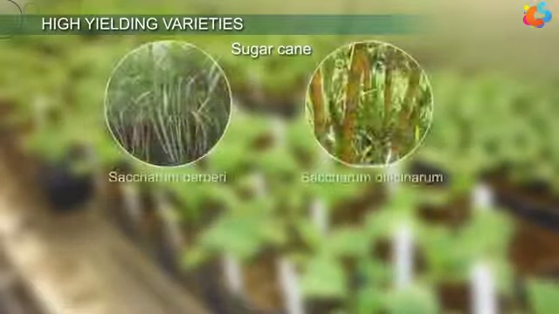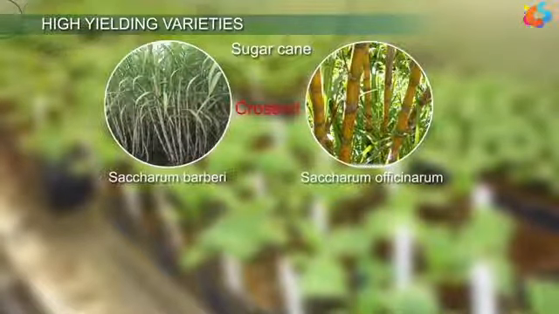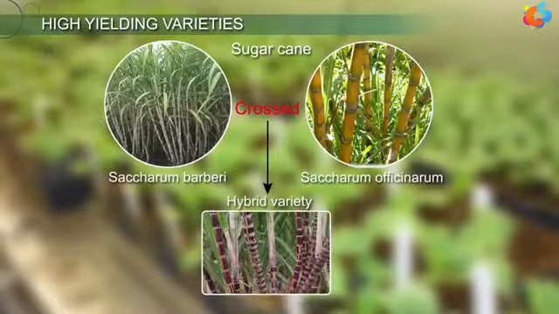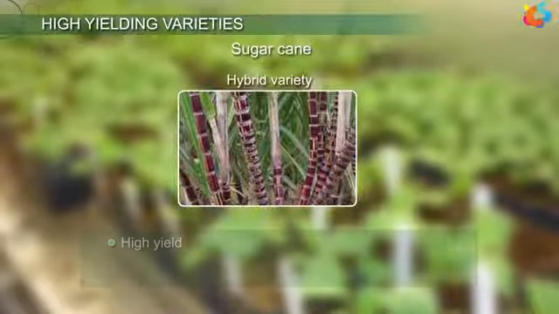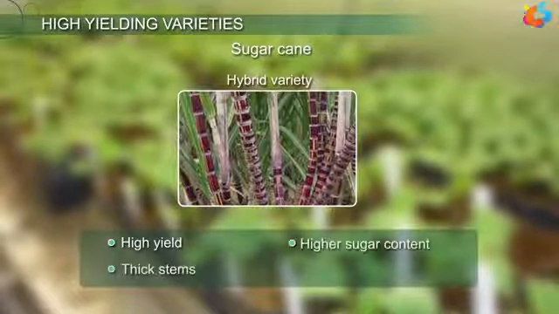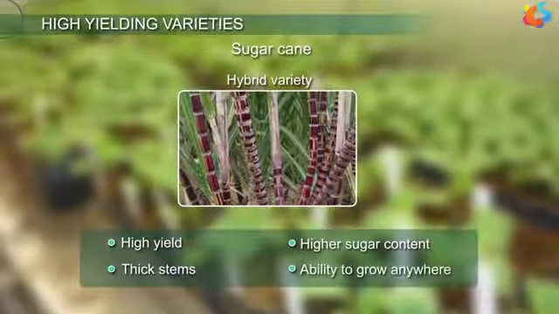Later, both the varieties were successfully crossed to produce a hybrid variety having desirable qualities like high yield, thick stems, higher sugar content, and the ability to grow in other parts of India other than its native place.